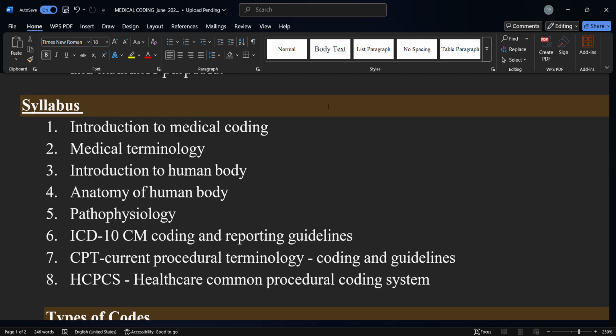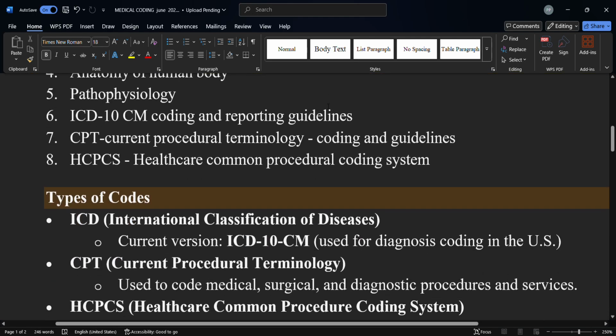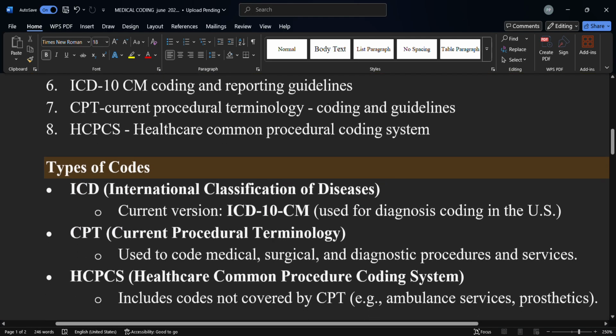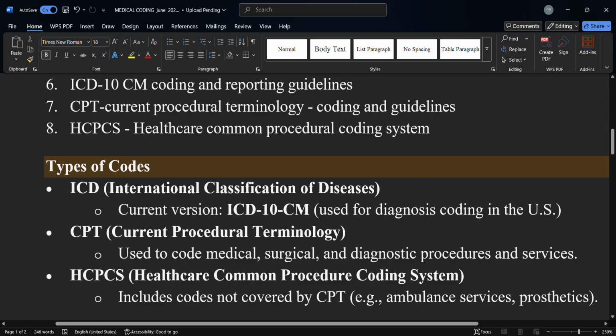These textbooks also contain some guidelines. You have to take the code only under the particular guideline information. So you must have knowledge on how to take the code based on the guidelines. Clear? And type of codes, I have already explained about that, ICD, International Classification of Diseases.